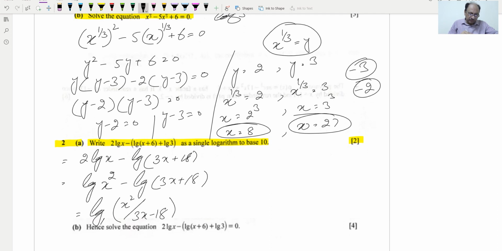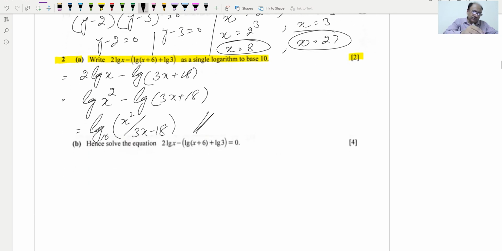This is with base 10, so we can write this as our answer. And hence, B part says: hence solve the equation. We know that the equation provided here is the same as the equation in the previous part.